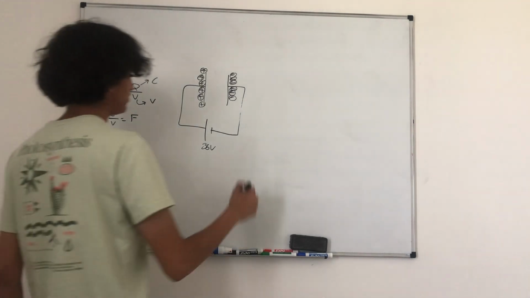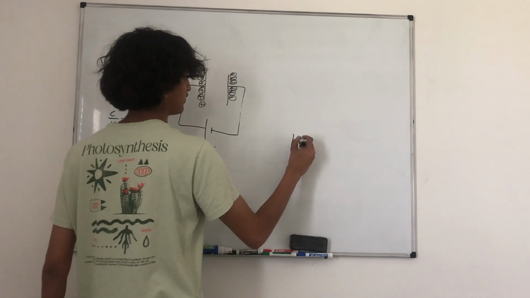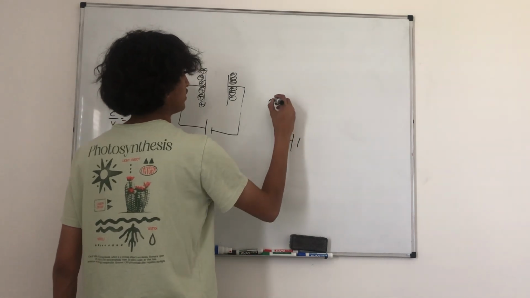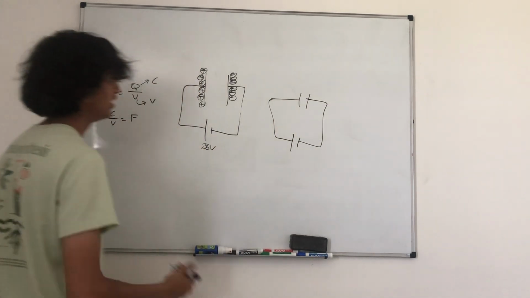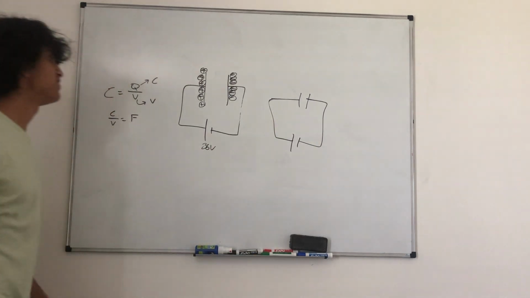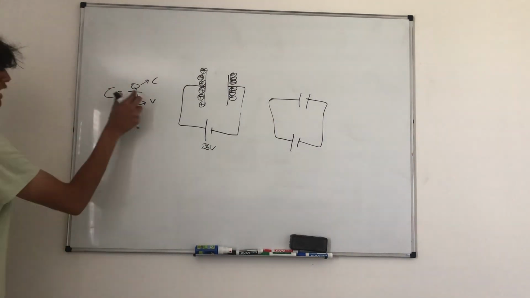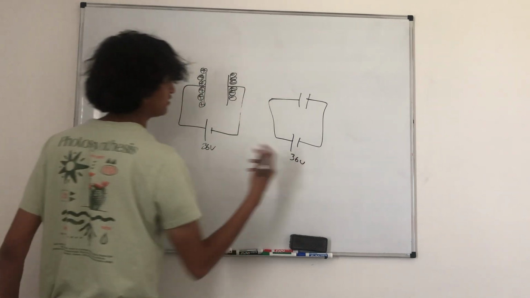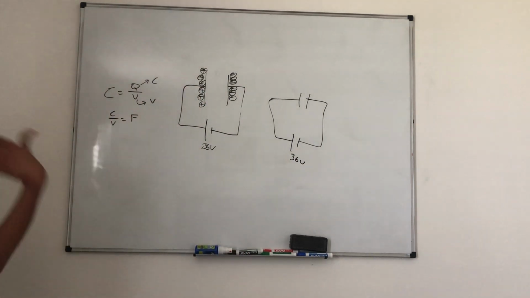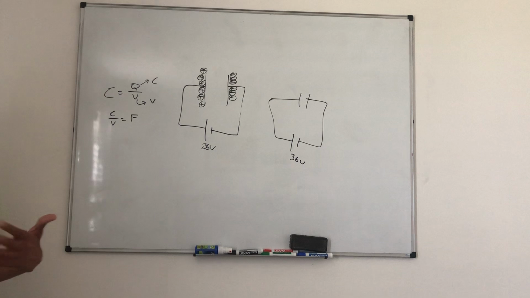If I had the same 36 volt battery hooked up to a capacitor, and this has more capacitance, that is telling me that for the same voltage, the same 36 volt battery, I will get to store more charge. It has the capacity to store more charge.